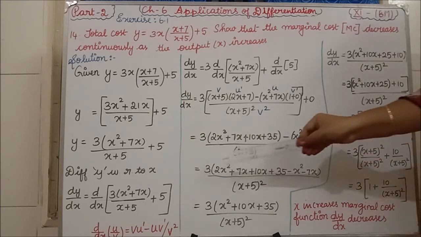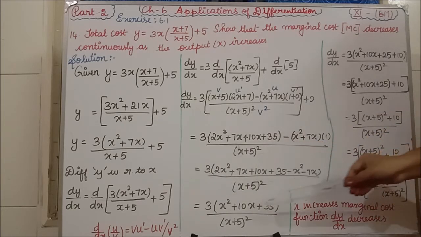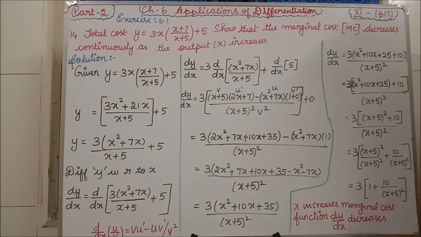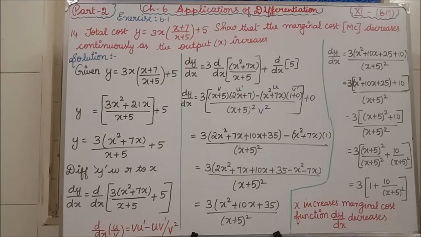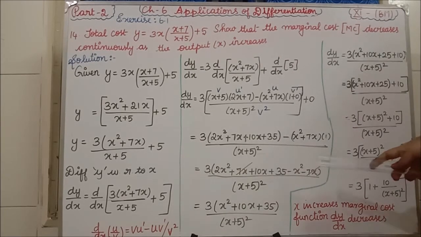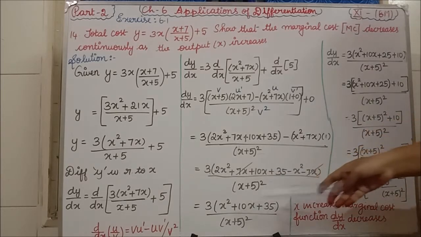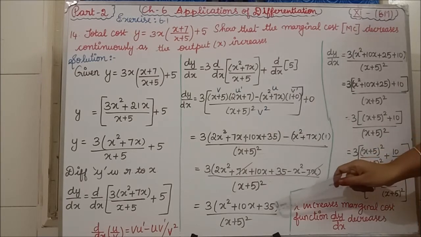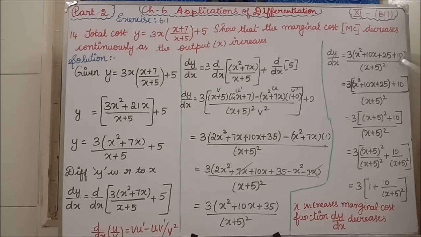Clear now? If you see, 2x square here, minus x square. So you will get x square. 7x plus 10x is what? Here plus 7x and minus 7x will what? It will cancel. Now I will show that. So plus 7x and minus 7x is getting cancelled. So remaining is x square plus 10x plus 35 divided by x plus 5 the whole square. Clear now? The next step, how we are splitting 35 means 25 plus 10. 25 plus 10 is what? 35, isn't it? I am splitting it as 25 plus 10.